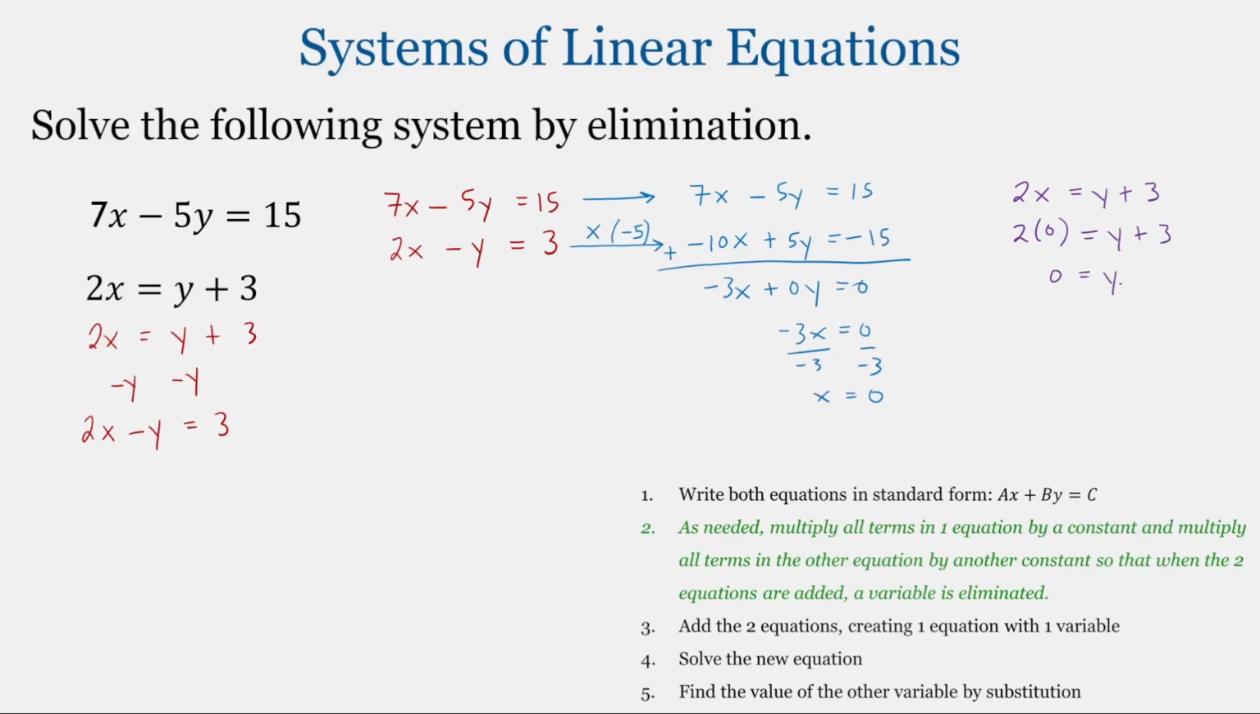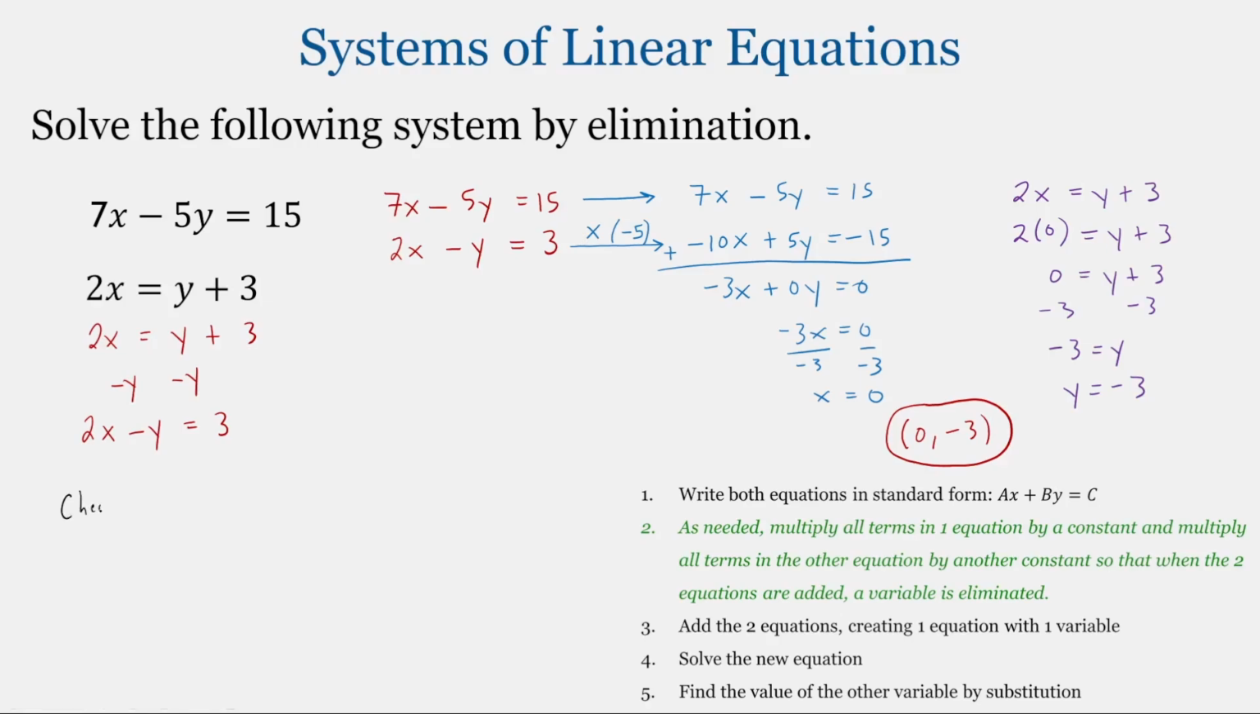0 equal to y plus 3. And then subtracting 3 from both sides, we end up with negative 3 equal to y. And then we can rewrite this as y equal to negative 3. So the solution is the ordered pair 0, negative 3. So our solution is on the y-axis.